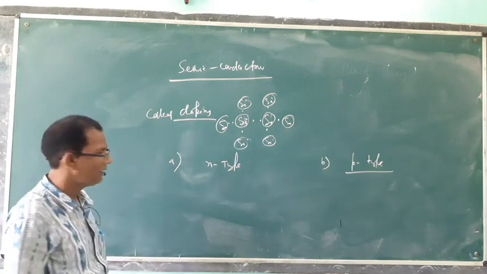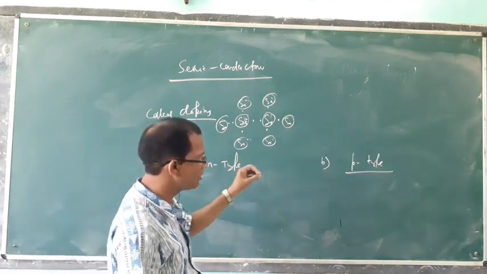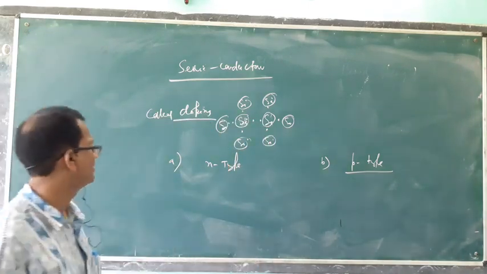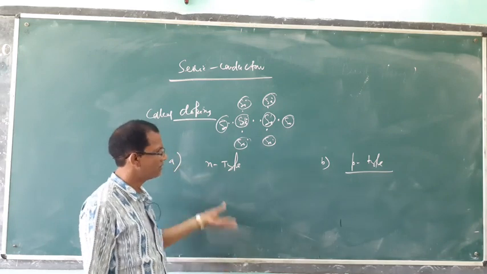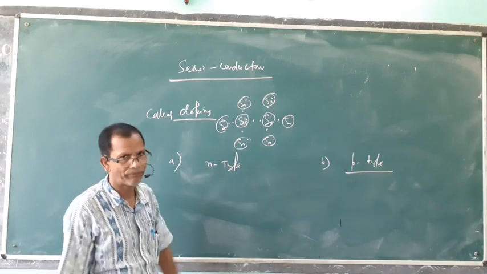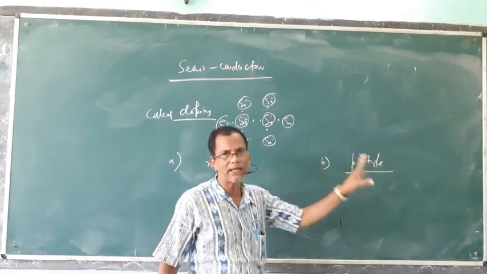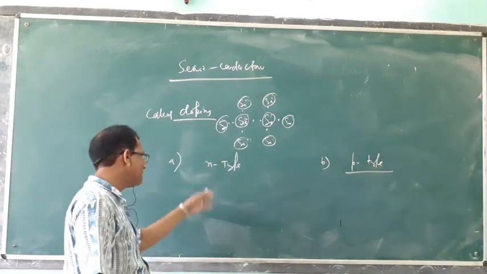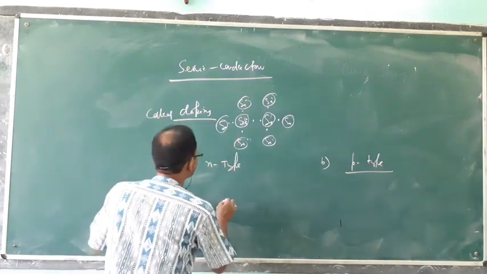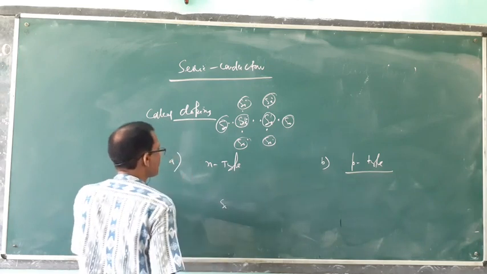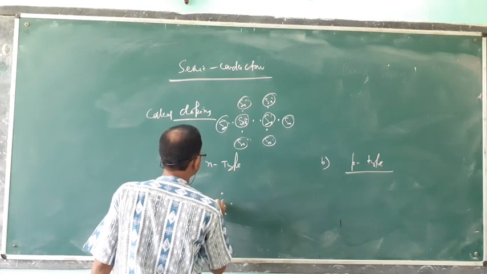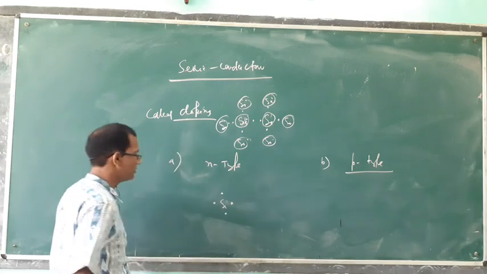What is doping? Doping means addition of impurity to the pure crystal. Some impurity will be added to the pure crystal. That is called doping. So how are N-type and P-type semiconductors produced? Why are they called N-type and P-type? We will discuss. We know silicon is a pure crystal which is a bad conductor.